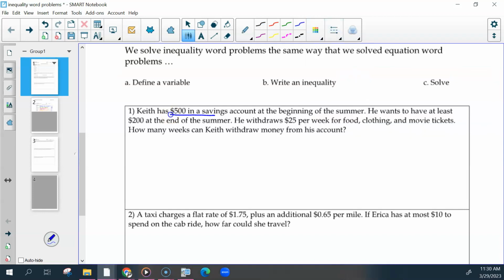Keith has $500 in a savings account at the beginning of the summer. He wants to have at least, so it's going to tell you somewhere one of those inequality words, $200 at the end of the summer. He withdraws, that's important for when you start to set it up, $25 per week for food, clothing, and movie tickets. How many weeks can he withdraw money from his account? So our variable for this would again be what we don't know, the number of weeks, so I can call that W.